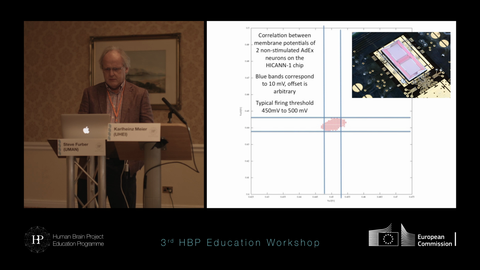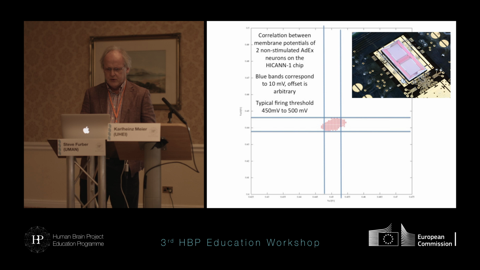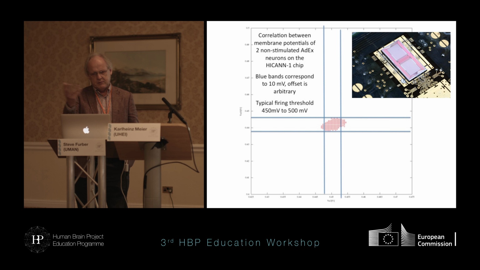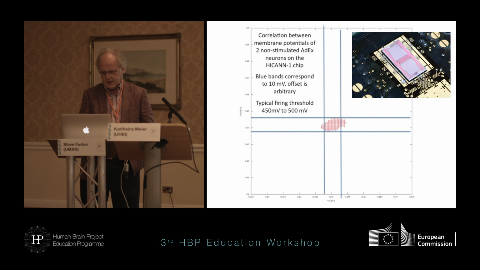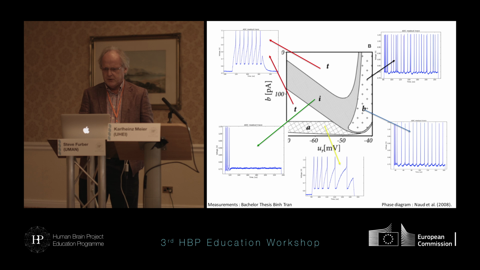If you look at membrane potentials of two non-stimulated ADEX neurons on the HiCANN chip, what this is measuring is the variability. It's one of the issues with analog electronic circuits: getting them to perform consistently is difficult, and performance maps have been produced to analyze these variations.